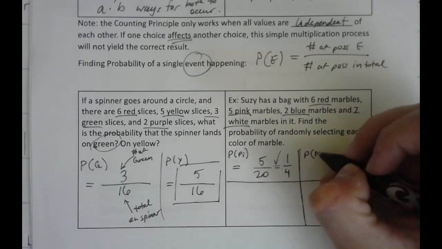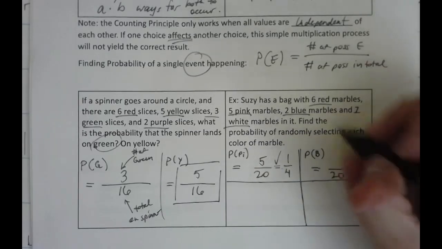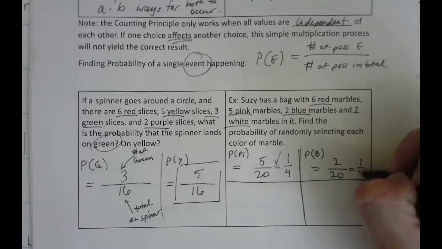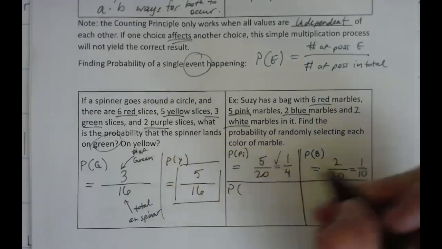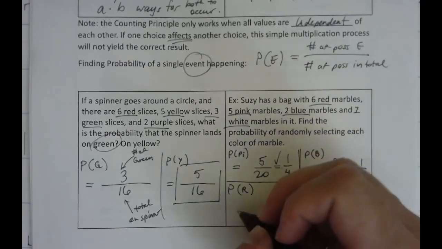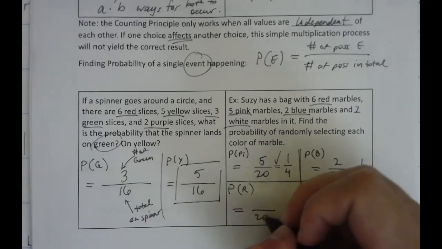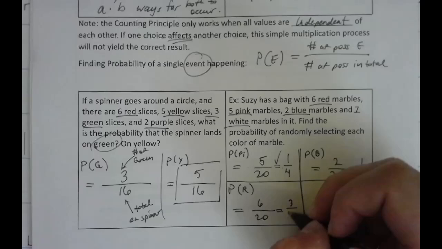Probability of blue, B for blue. Same thing, there's going to be 20 on the bottom, but there are only 2 blue marbles, which is the same as 1/10. Exact same reasoning there. We could keep going. I skipped red in the very beginning. We should do red first. Out of 20, there are 6 total, which is the same as 3 out of 10.